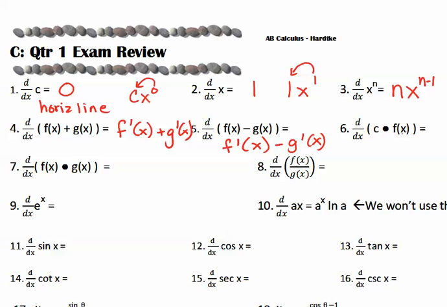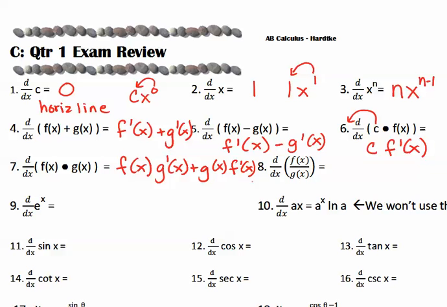In number 6, the derivative of a constant multiplier times the function. We can bring the constant out in front of the derivative. So we don't do the derivative of the constant; it comes in front, and then we would do the derivative of f, f prime. 7 is our product rule. So we take f of x times the derivative of g plus g of x times the derivative of f.